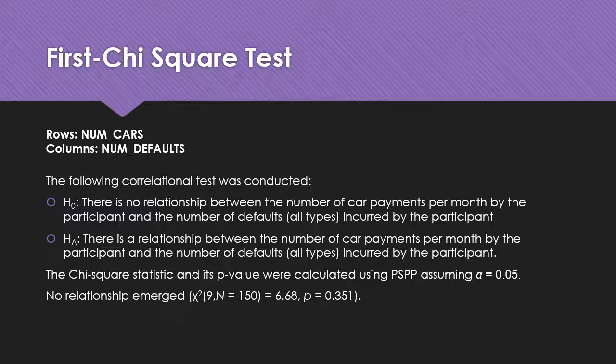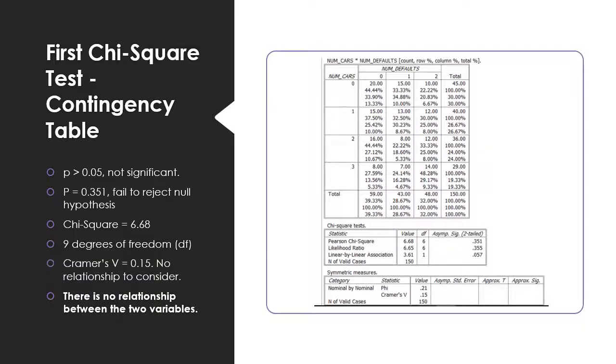The chi-square statistic and its p-value were calculated using PSPP, and they assumed that alpha is 0.05, also known as the p-value. Our calculations showed that there was no relationship between these 2 variables. As mentioned in the previous slide, the first chi-square test suggested that there is no relationship between the 2 variables.